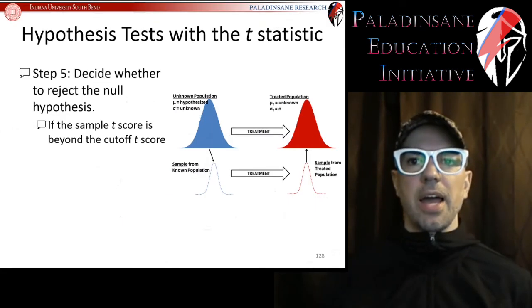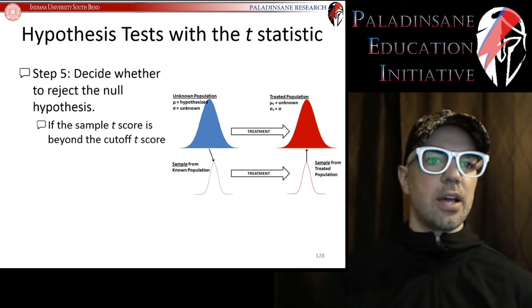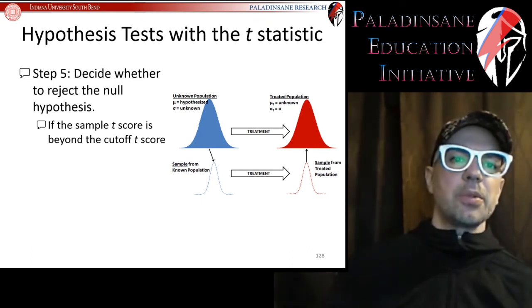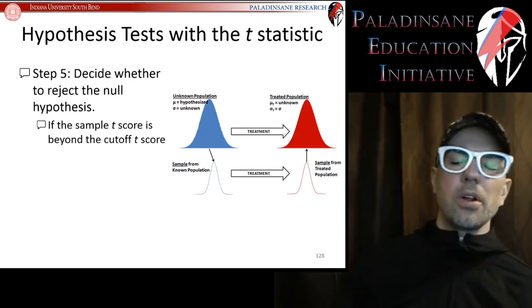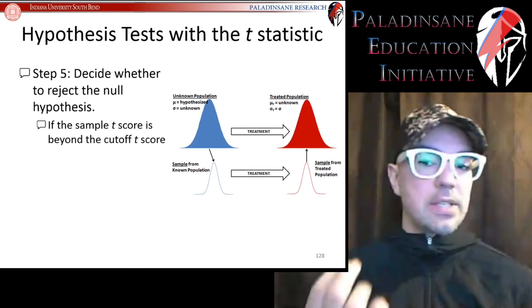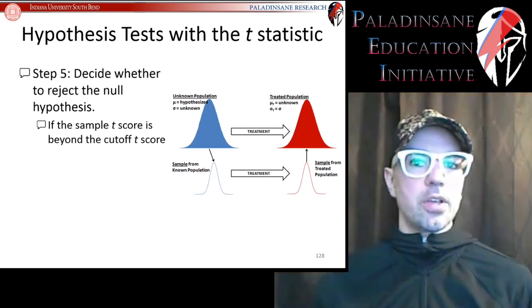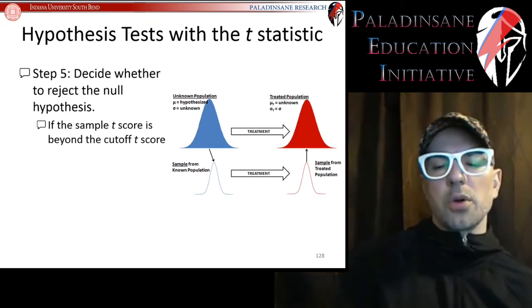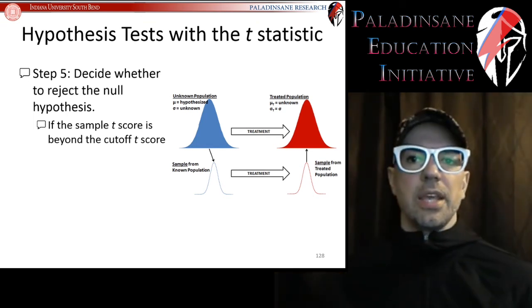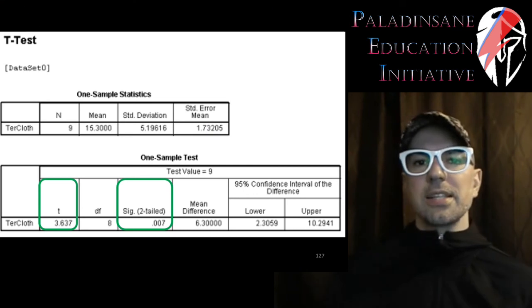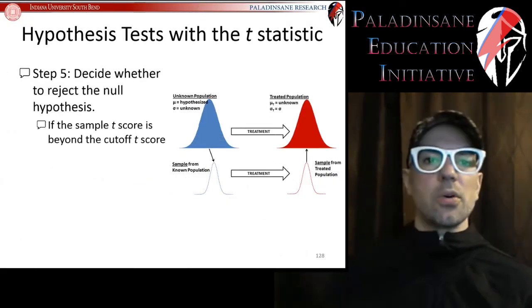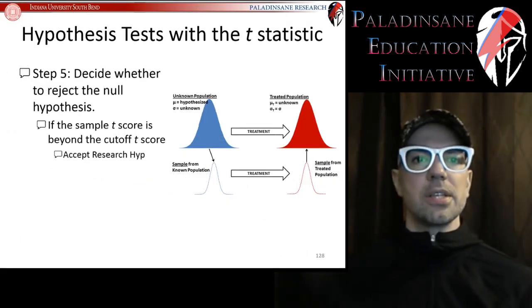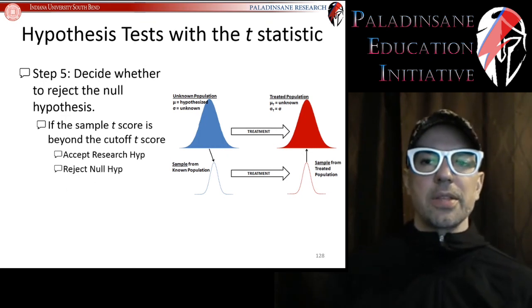All right, so step 5, decide whether to reject the null hypothesis. If the sample t-score is beyond the cutoff t-score, again, draw these out until you get very familiar with it. This is the case that we have this time. The cutoff score is 2.306. The t-statistic is 3.6. That is beyond the cutoff t-score. So we're going to accept the research hypothesis. We're going to reject the null hypothesis.